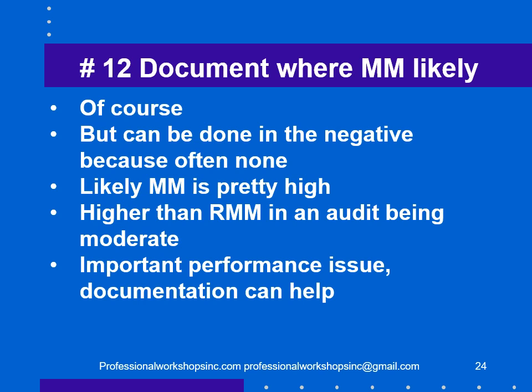So this is an important performance issue. Documentation can help, but it's got to be something we can do. My preference, though, is to say, I did all these procedures to assess whether or not material misstatement was likely, and I concluded that it wasn't likely anywhere. So I don't have to do any other stuff. So a simple checklist statement to document what I did, but it's a performance issue.